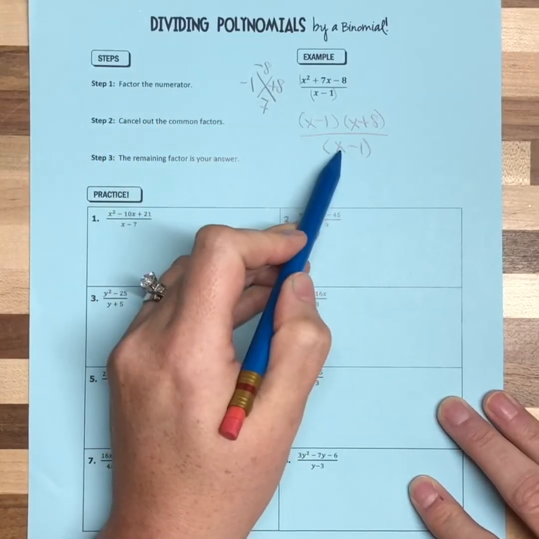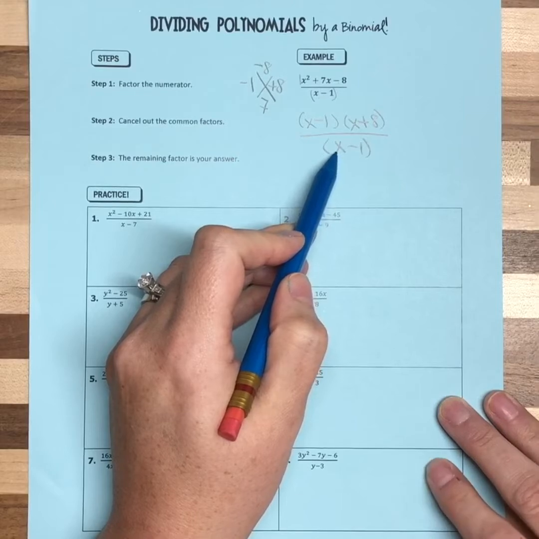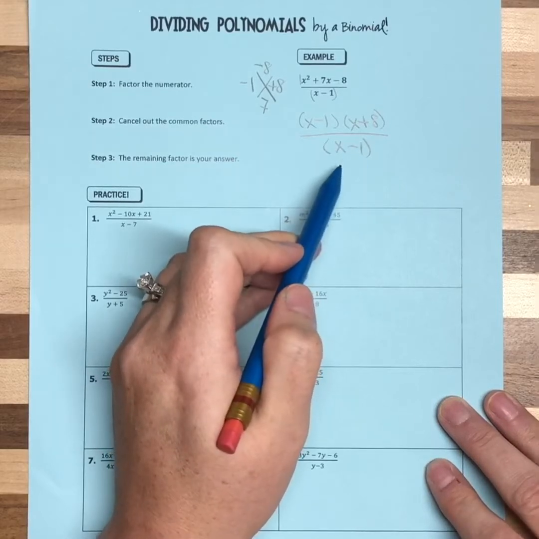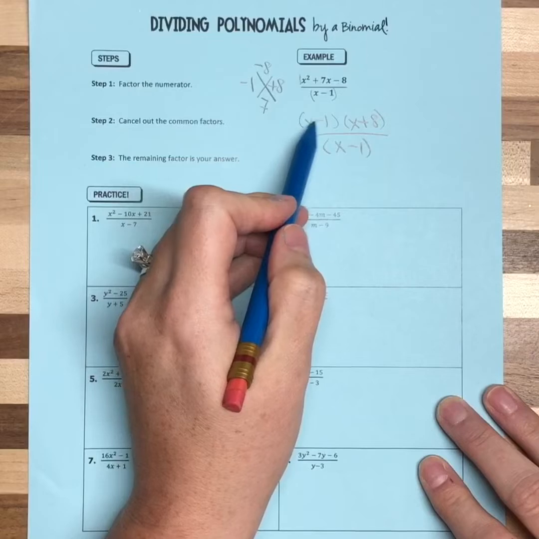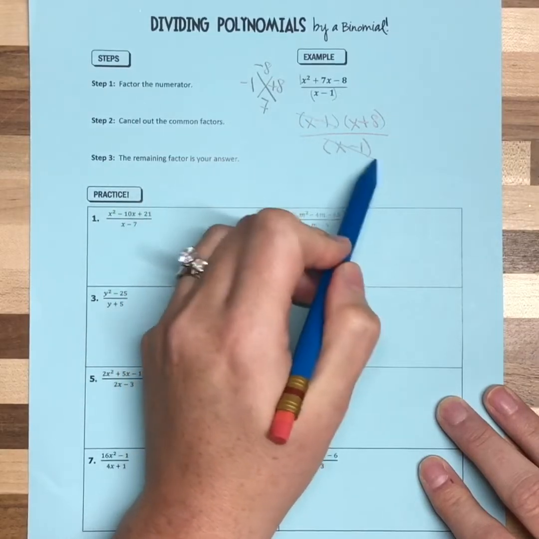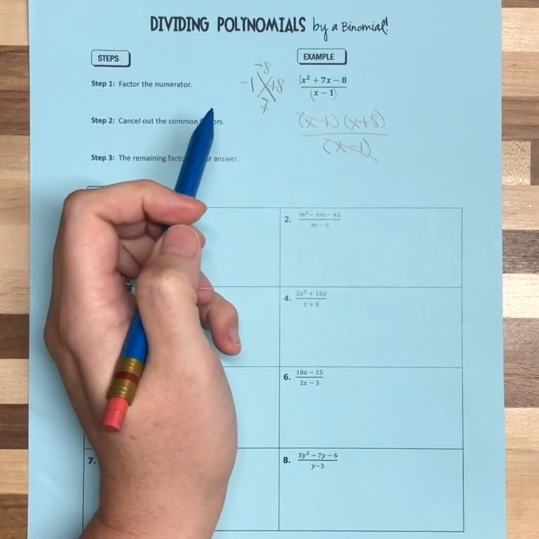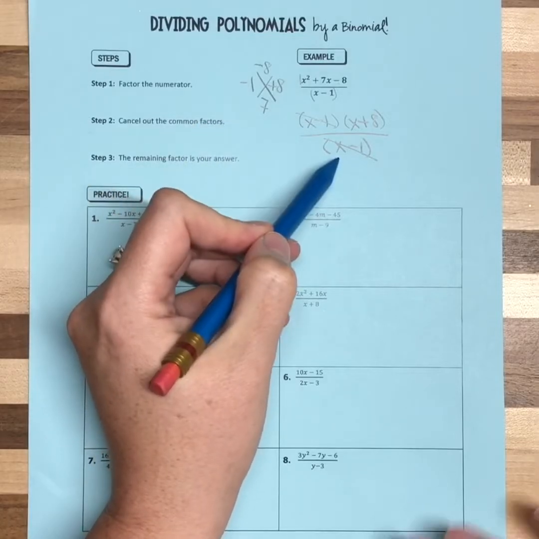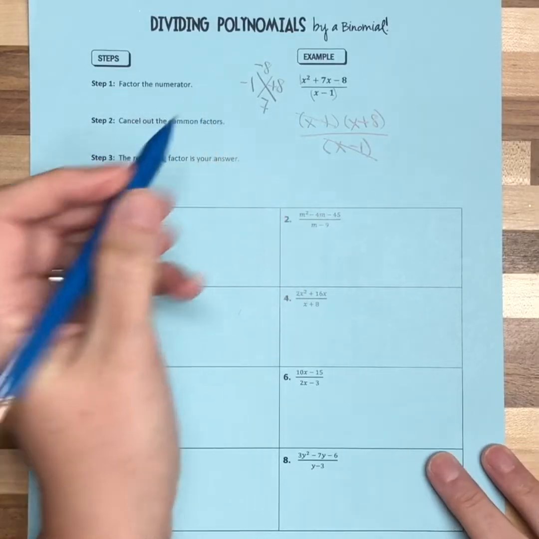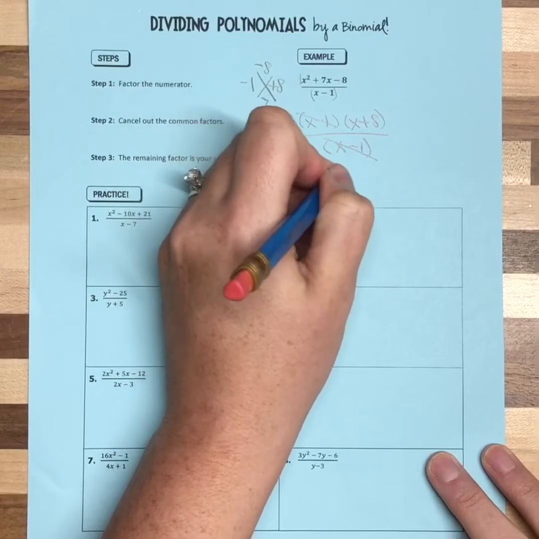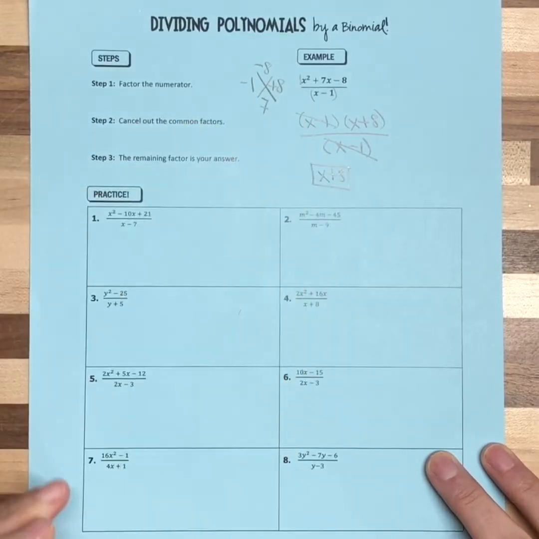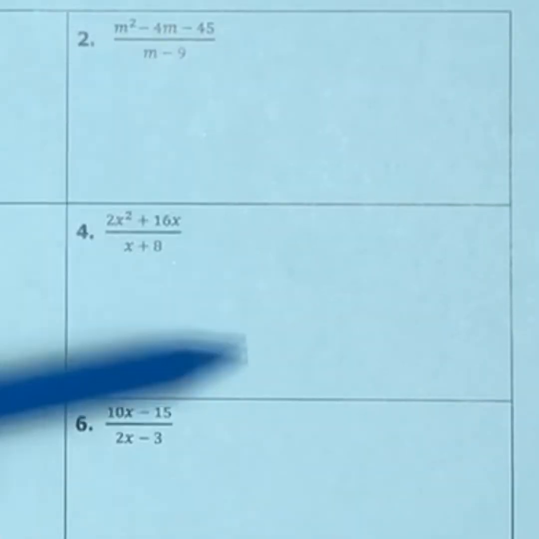Because we treat the binomial x minus 1 as one whole chunk, and one of the factors is x minus 1, we can divide these out. Just like 5 divided by 5 is 1, anything divided by itself is 1. So the final answer is x plus 8, and you don't even need parentheses. So basically you're going to do that for all of these.